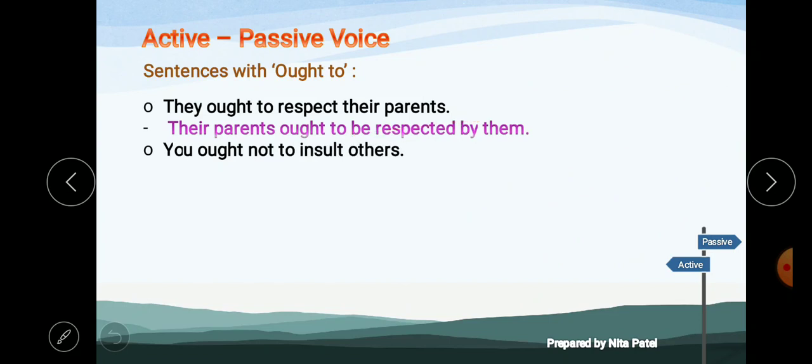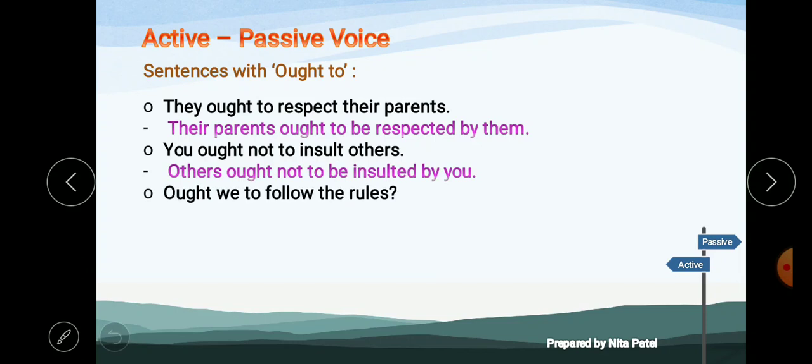Now it is the negative. Okay, so same things will be there. So others ought not to be insulted by you. Others ought not to be insulted by you. I have written the same thing, ought not to. Then I have put this be as our to be form.